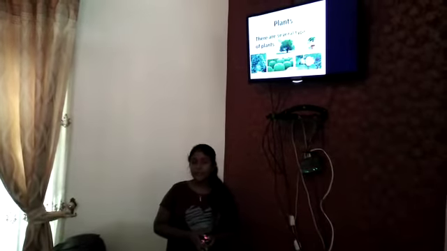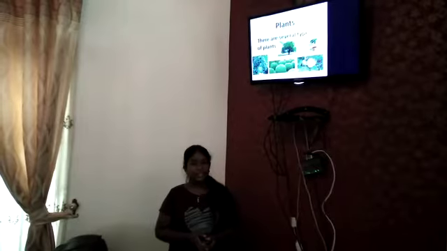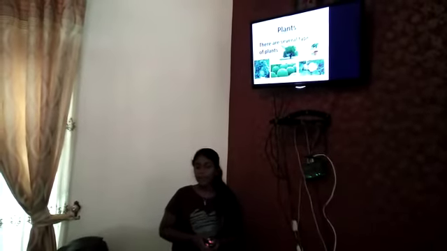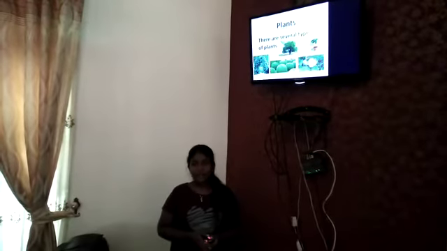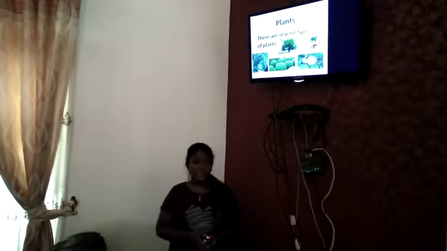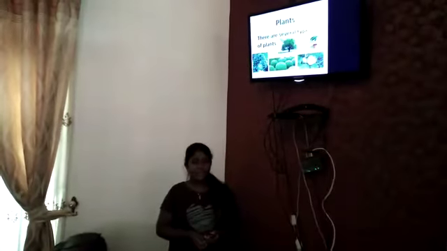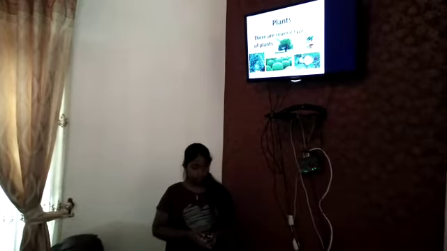We talked about our first group in living things. Our second group is plants. There are several types of plants in our environment. They can be trees, small plants, creepers, climbers and shrubs.